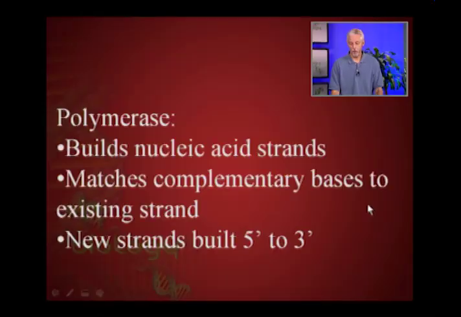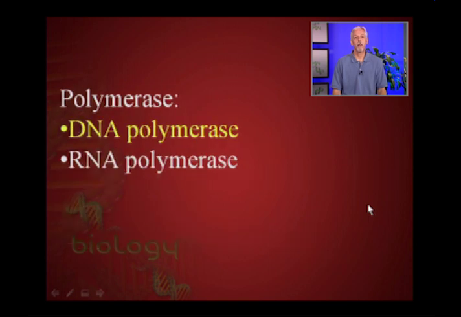So the molecules that make nucleic acids are known as polymerases. So polymerase builds nucleic acid strands. And what they do is they match up complementary bases to an existing strand of DNA. And the new strands will always be built in the 5' to 3' direction. So we always want to keep directionality in mind when we talk about DNA and RNA.